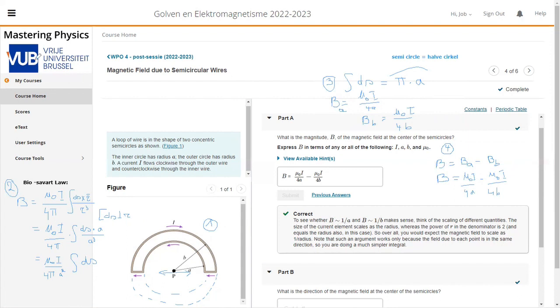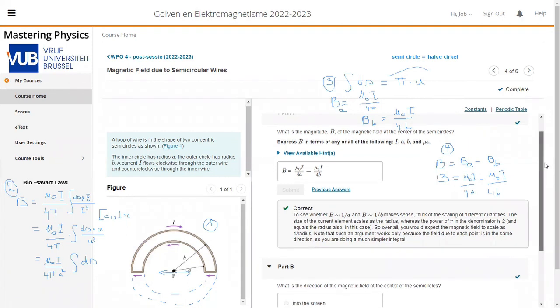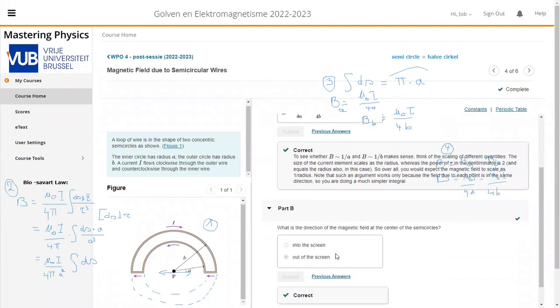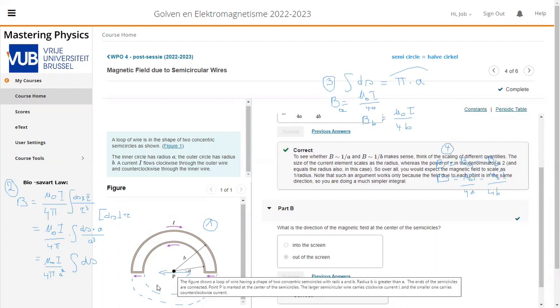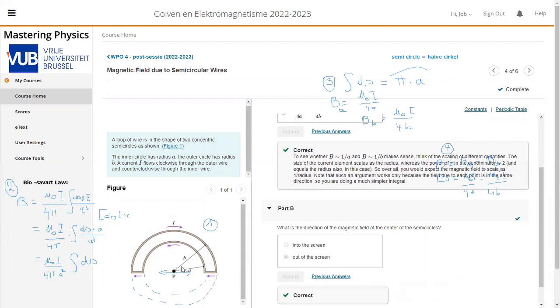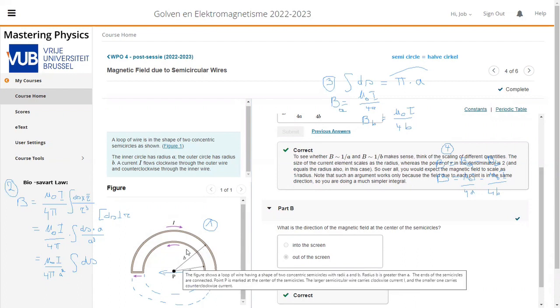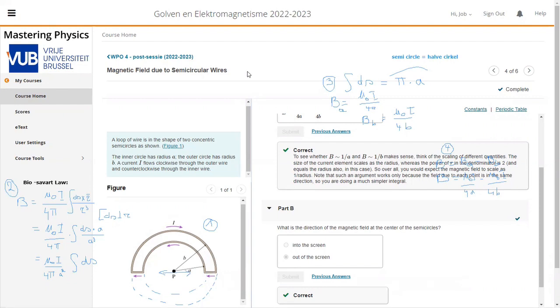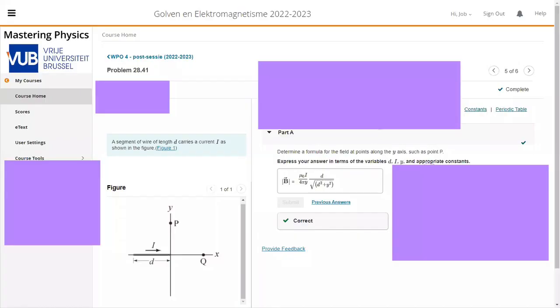And then the second question was, I think, how I knew to choose this one. Because the center is here, you just have to look at the circle, not the outer, but the inner circle. And you will see that it will be off the screen. Okay, let's go to the next one.